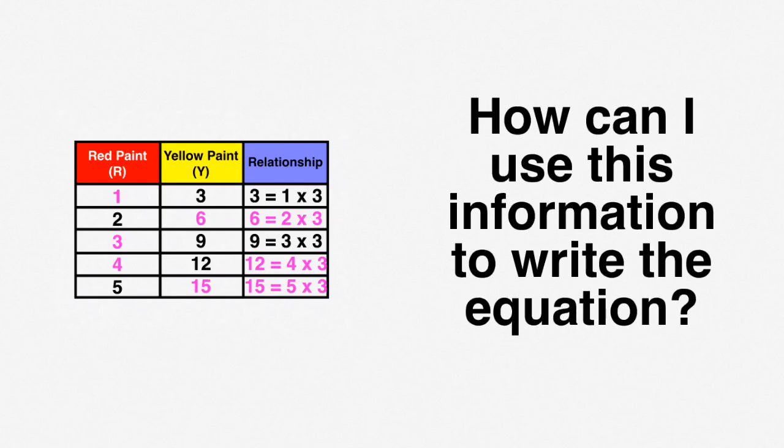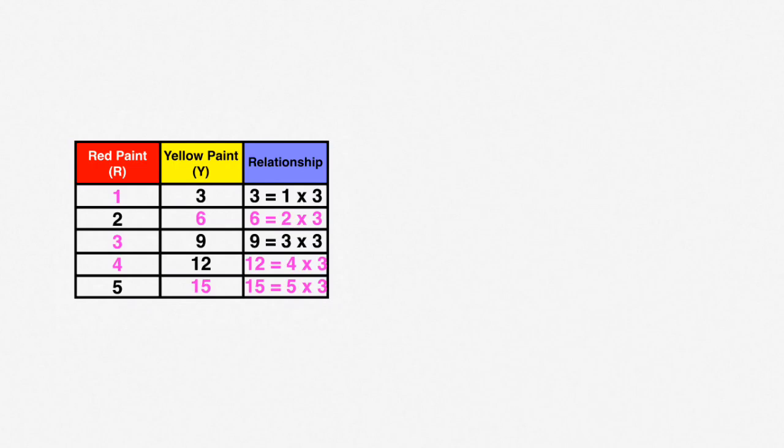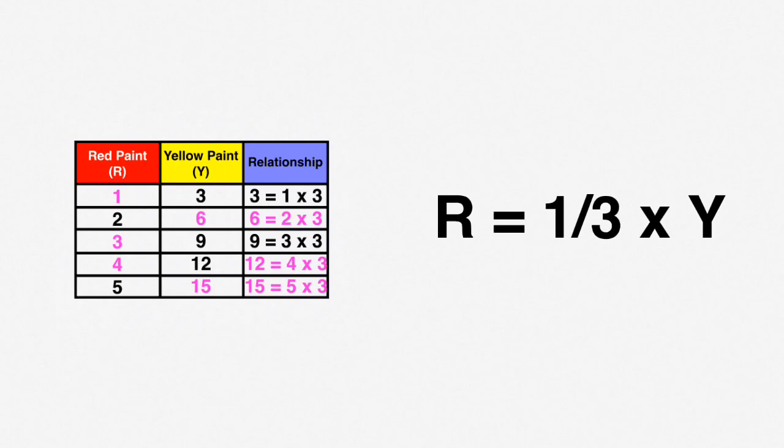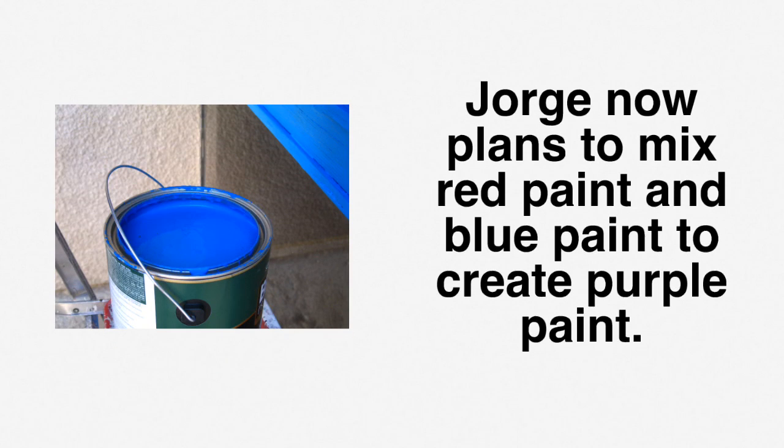So what would the equation be if we wanted to know how much red and we were given yellow? Well, we would take the yellow value and divide it by 3, like we said. In other words, dividing by 3 is the same as multiplying by 1/3. So the equation would be R, red in this case, is equivalent to yellow divided by 3, or 1/3 of Y.